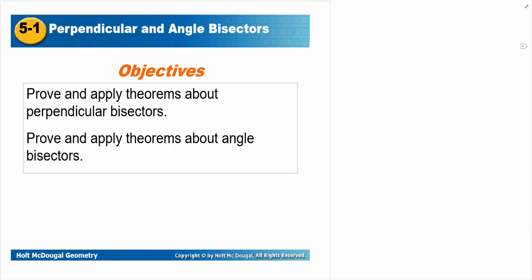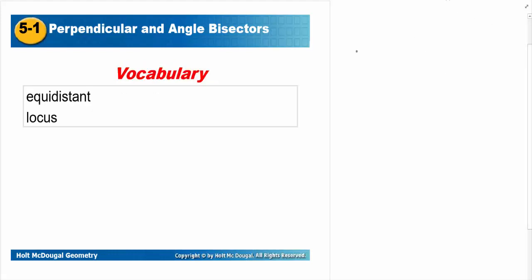And the objectives for tonight are to prove and apply theorems about perpendicular bisectors. There are going to be a couple theorems we'll be going over in this lesson, and we're going to prove and apply theorems about angle bisectors. So we'll have theorems for both perpendicular and angle bisectors that we're going to need to know. Also have a couple words in here that are going to be new: equidistant and locus. I'll talk about those as we get there. Actually, we'll start by talking about equidistant now.